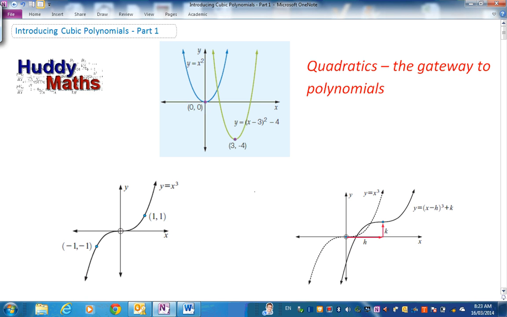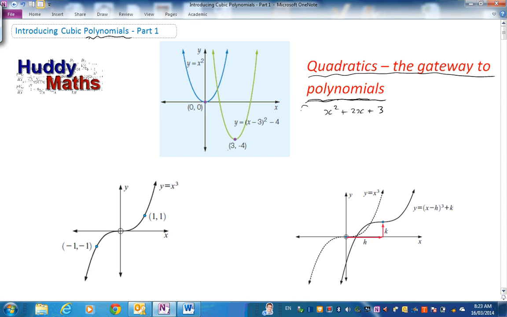Hey, let's start the polynomial journey. What's that? A polynomial. Whoa. Well, quadratics are the gateway to polynomials. A quadratic function is the simplest polynomial. Poly, many numbers, if you like. Many powers of the variable: x squared, plus 2x, plus a number, if you like.